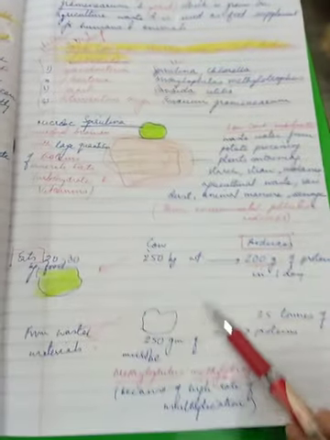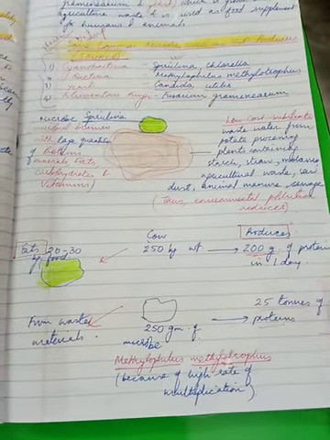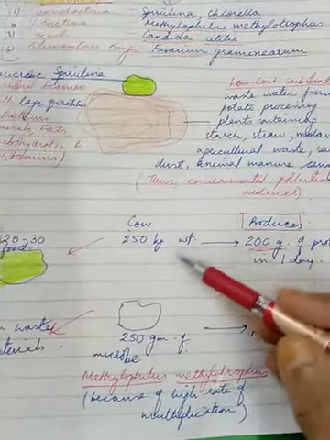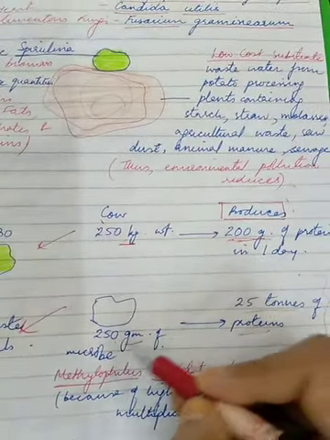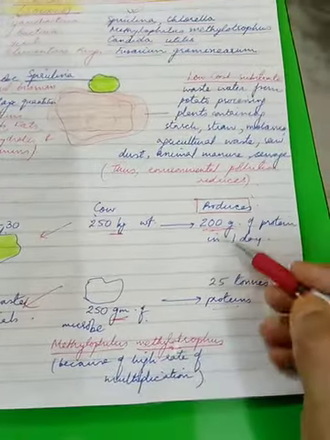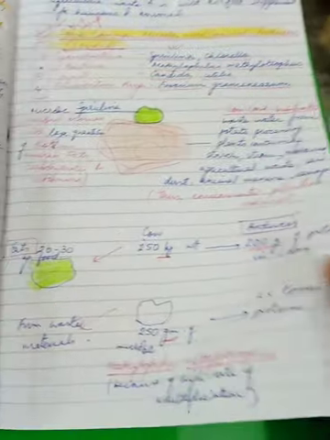And then a comparative view between a cow and the microbe of the same weight, 250 gram. This was 250 kg of the cow and this is only 250 gram of the microbe, and the amount of protein production. Okay, now let's move to the uses of single cell protein.